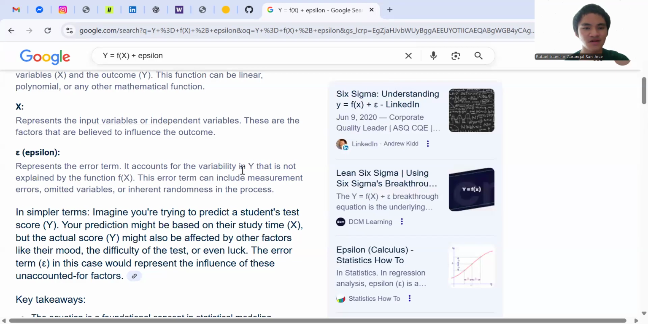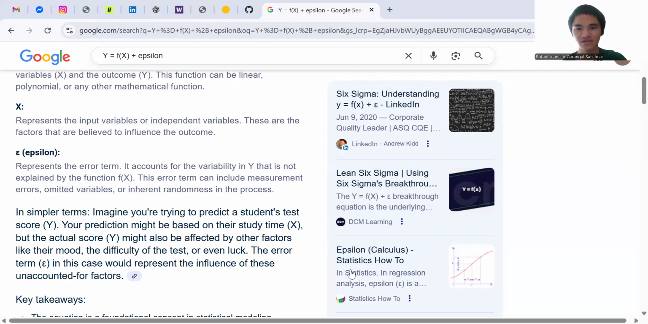It accounts for the variability in y that is not explained by the function x. So it could be measurement errors, omitted variables, or inherent randomness in the process. Let me go ahead and screenshot that. So we call that an epsilon.